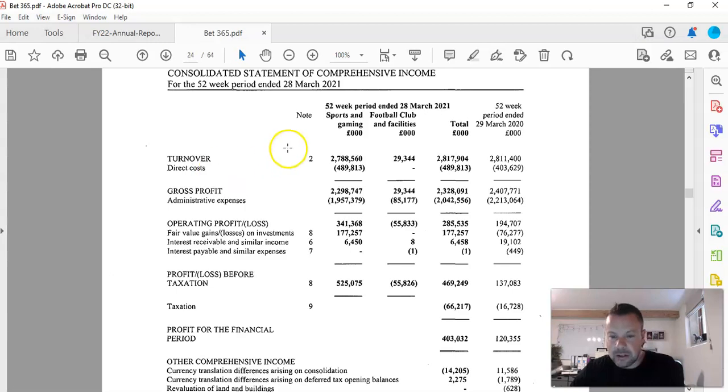It's going to tell us the amount of revenue. You'll see up at the top here, we have some categories. So we have sports and gaming, that's their betting business. They also have some football club related, Stoke City related football things, and a total.